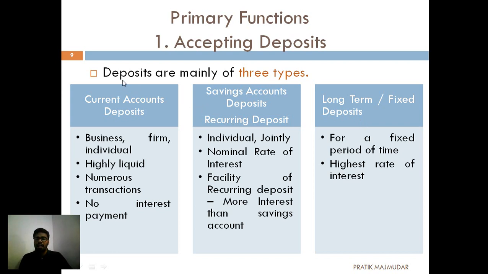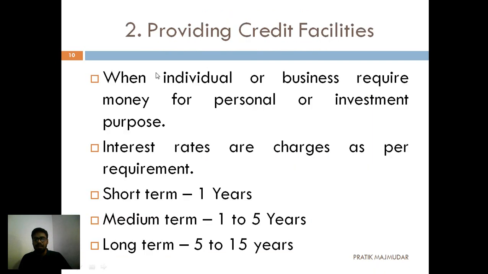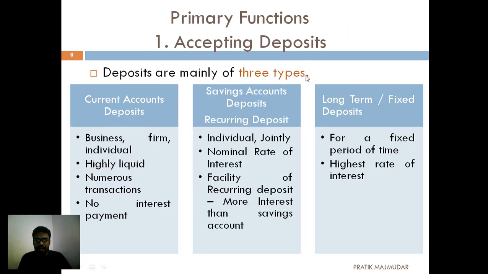Now deposits are mainly of three types. Remember this line. There are three types of deposits. First, current account deposits. Second, savings account deposits, and third, long term or fixed deposits. In a 1 mark question they can ask how many types of deposits are there, so you have to answer three types of deposits: current account deposit, savings account deposit, and fixed deposits.